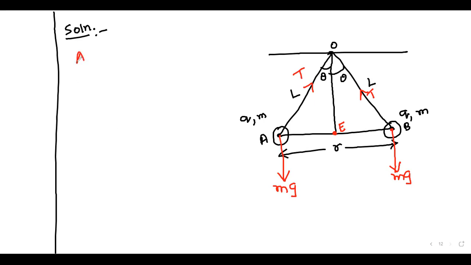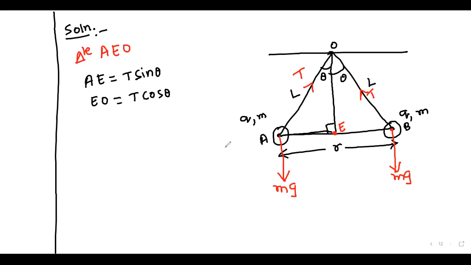So, in the triangle AEO, at E it is a right angle, so AO is my hypotenuse. Since AE is the side opposite to the given angle, I can write AE as T sin theta, and EO is the adjacent side to the given angle, so I can write EO as T cos theta. Is it fine?